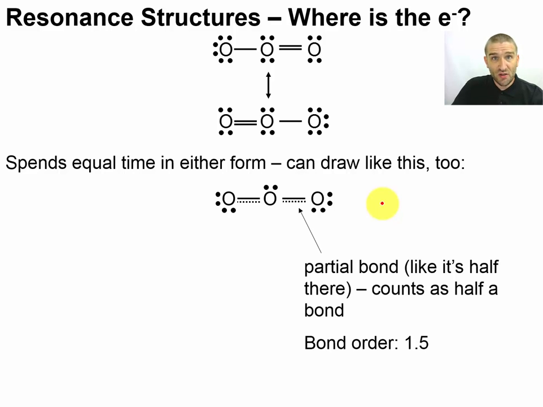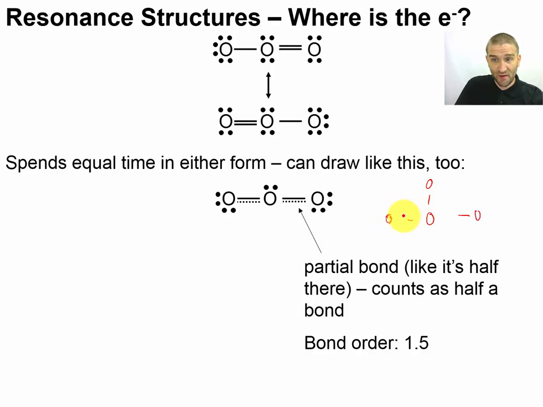Now, here's our notation and names for these things. A partial bond, that's the dotted line that you see. In this case, it's spending half of the time here and half of the time there. So its bond order will be 1.5. If I had something like, I'm just going to make something up here. I don't think this is actually possible, but I just want to show something real fast.